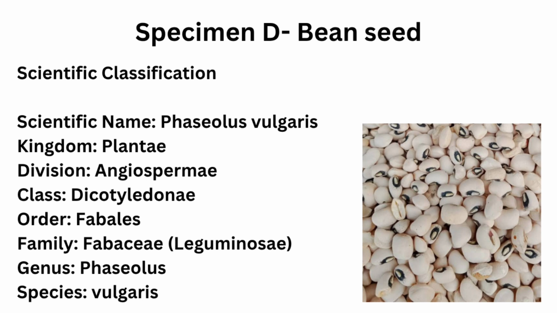Alright, specimen D, bean seed. So if you wrote WAEC, this specimen would not be foreign to you. It wouldn't sound strange because we treated it. So the name is Phaseolus vulgaris. Sorry, the scientific name is the botanical name is supposed to be in italics and underlined. So it's under kingdom Plantae, division Angiosperma, and these are the classification.